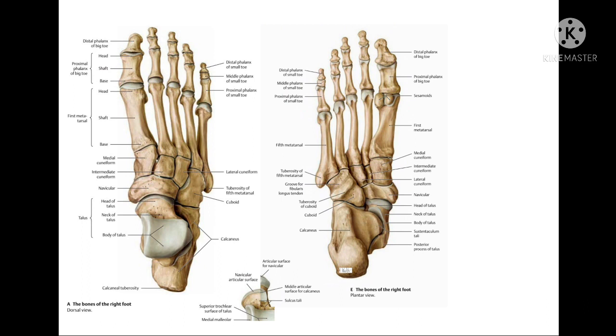Whereas the secondary center appears during the 3rd to 4th year after birth in the heads of all the metatarsals except in the first metatarsal, where it appears in the base. That means the second, third, fourth and fifth metatarsals possess a secondary center each for the head, whereas the first metatarsal possesses the secondary center at the base. So that differentiates the first metatarsal from the rest.